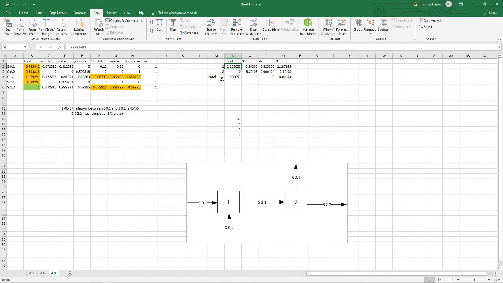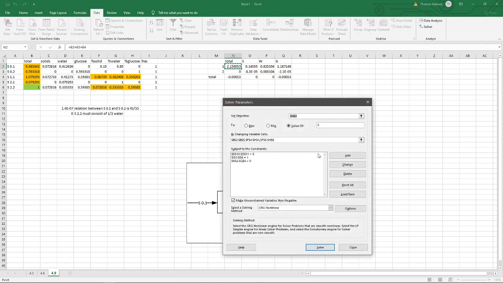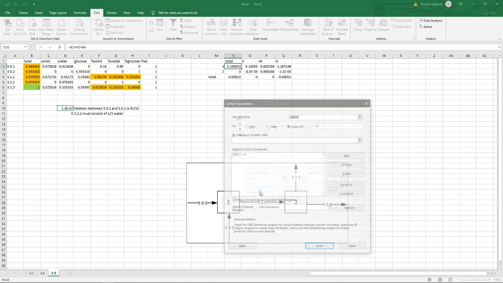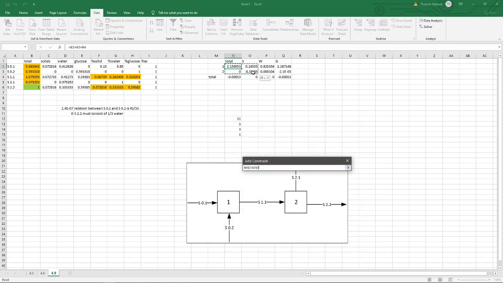So now we will start to look at where it might have gone wrong. I suspect that Excel doesn't like it if you actually have too many equations. So if we just take it from the start, I want that one to be equal to 0. I want that one to be equal to 0. And I want these to be equal to 0.